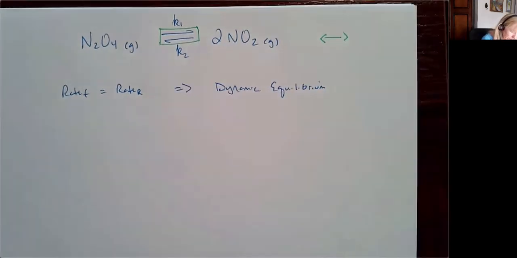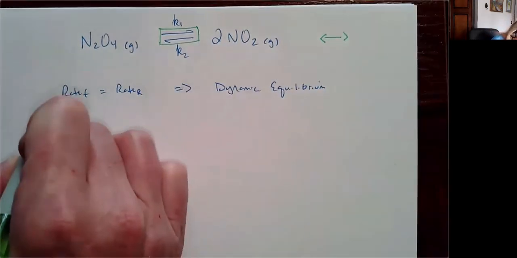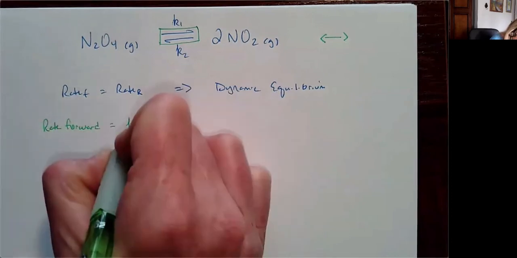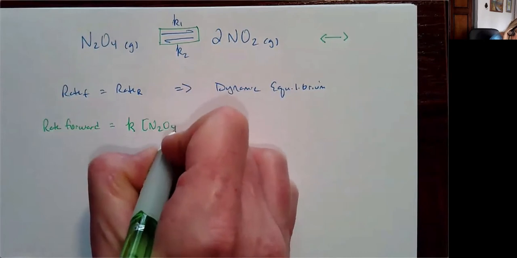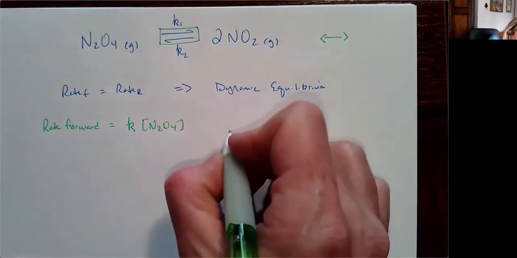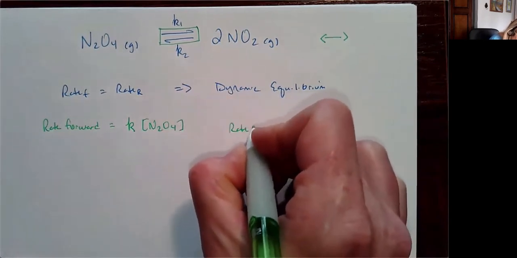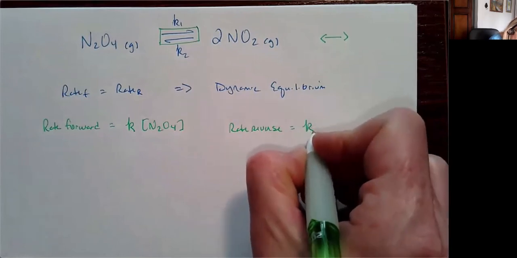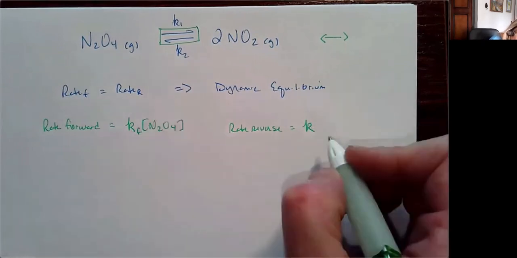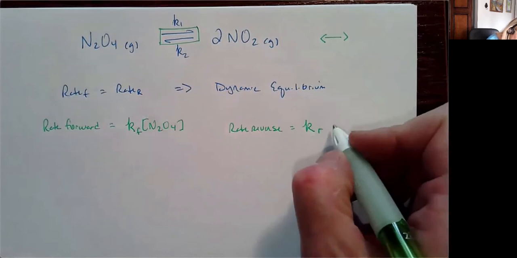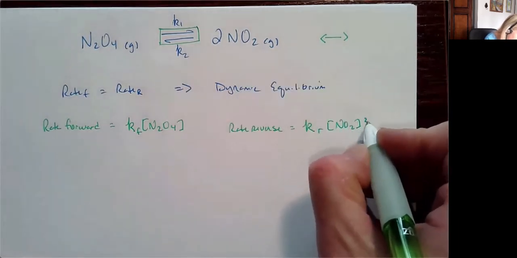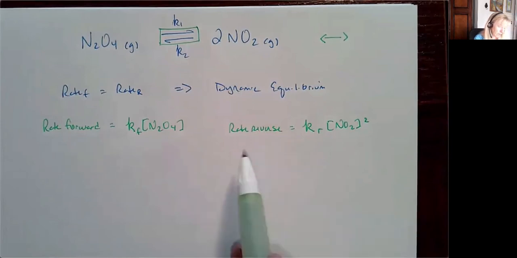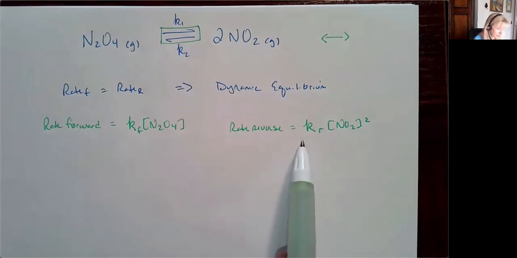So if I were going to write my rate forward, it would look like this. This would be my rate constant, and this would be the change in concentration of my reactant. My rate backwards, or reverse, would look like this. I have a rate constant, and this is my rate constant forward. This is my rate constant in reverse, and this would be NO2 squared. And so those would be my rate forward and my rate in reverse. At equilibrium, these are going to be equal to each other.